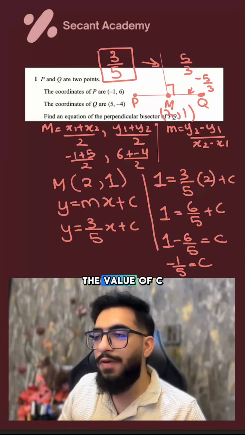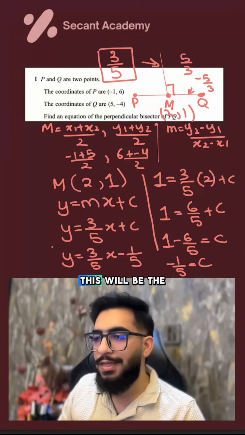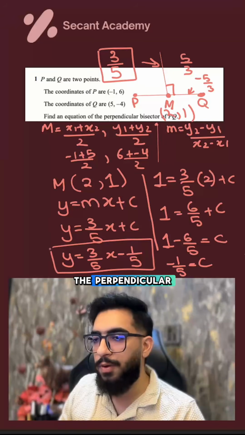Now that we know the value of c, we can plug it into the original equation. So the final equation is y equals 3 by 5 x minus 1 by 5. This is the final equation of the perpendicular bisector.